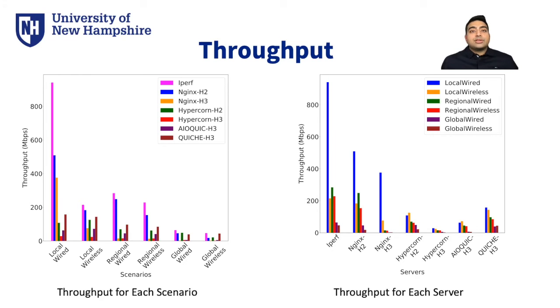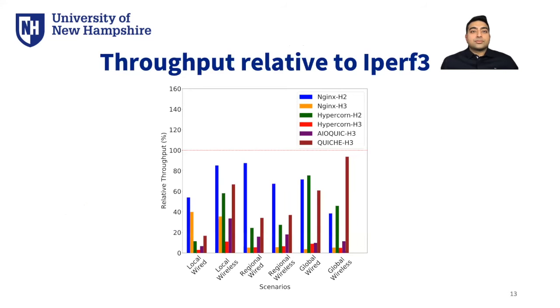Hypercorn HTTP3 turns out to be the most underperforming server. It was found that most HTTP3 servers did not perform well in local and regional scenarios. Quiche HTTP3 had a stable throughput as compared to other HTTP3 servers. Next, we look at throughput relative to Iperf.